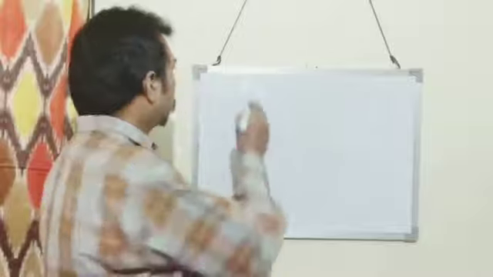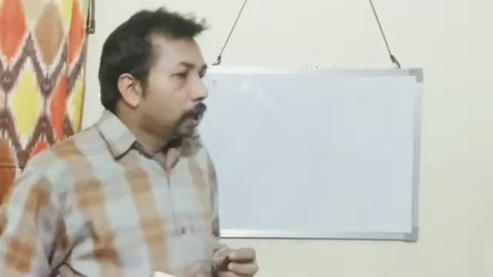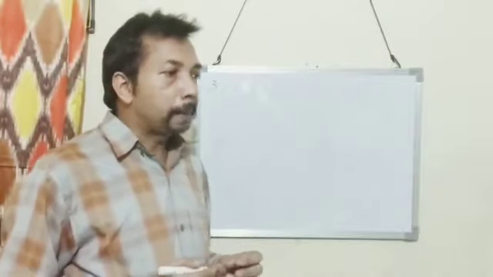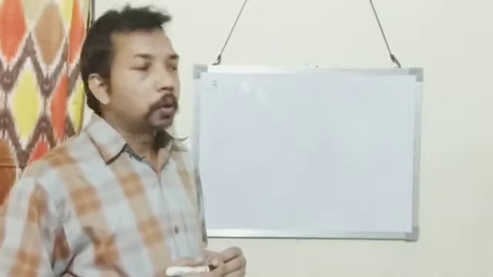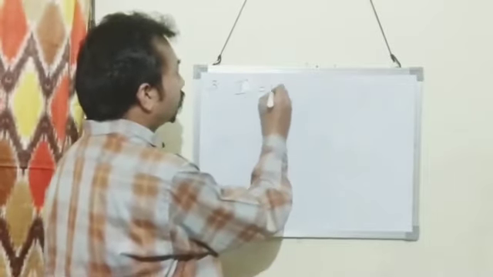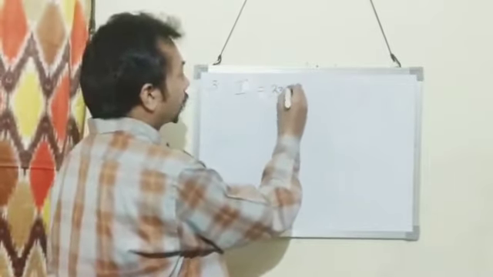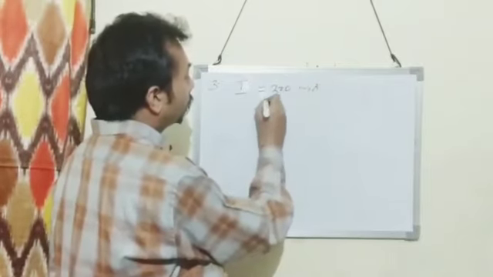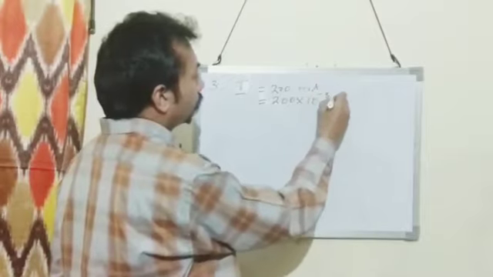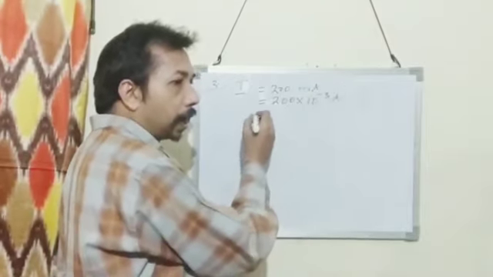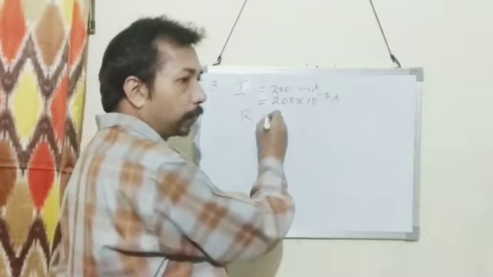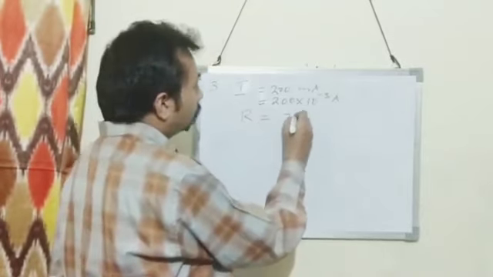Now we are doing question number 3. Find the potential difference required to flow a current of 200 milliampere in a wire of resistance 20 ohm. The current I is given as 200 milliampere. Milliampere we convert into ampere. 200 into 1 milliampere is 10 to the power minus 3 ampere. And resistance R is given as 20 ohm.